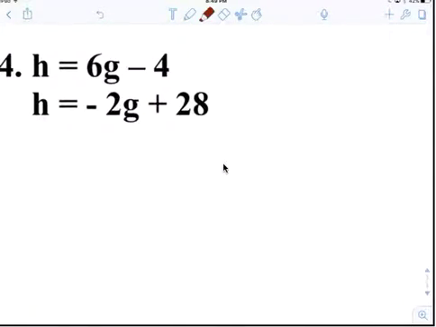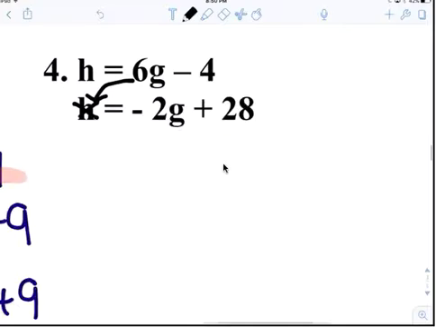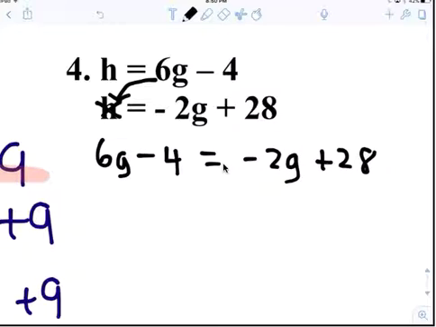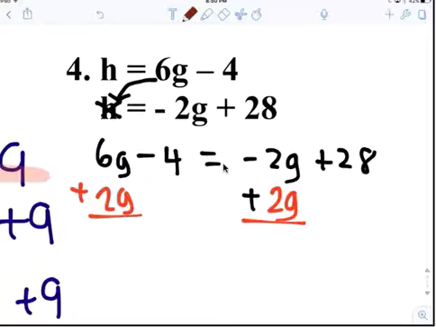So if you're unclear about this type of problem here, what you do is you take one of them, and you put it in to where this h is. That's no longer there. So you get 6g minus 4 equals negative 2g plus 28. So you get rid of the negative 2g by adding 2g here, and you get 8g minus 4 equals 0 plus 28, which is 28.